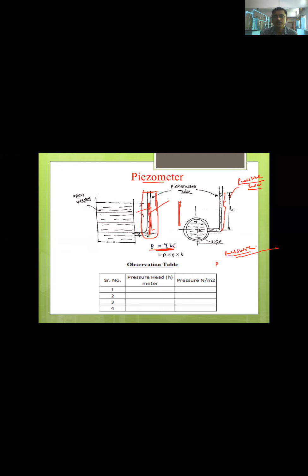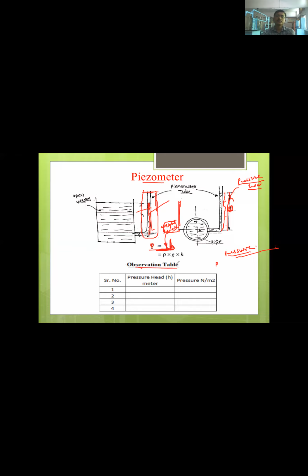Hydrostatic law is there in our unit number 2; you are going to learn that. So P is equal to gamma H. Gamma is the weight density of the fluid, and H is the pressure head, how much liquid has been raised in the tube. If you multiply the weight density by this pressure head, you will get the pressure intensity.